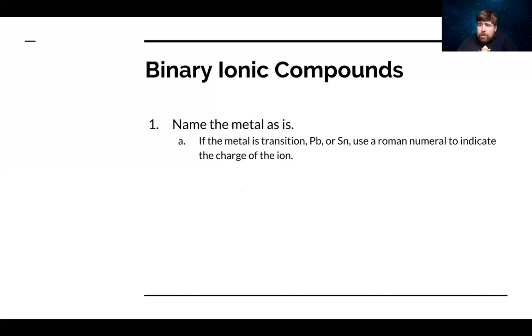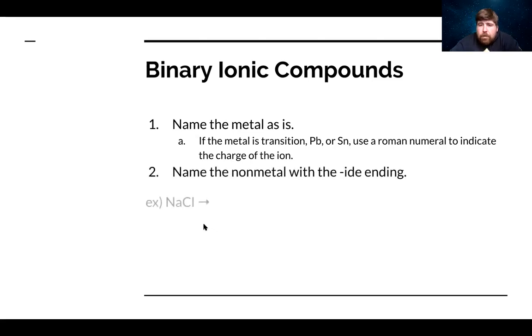Specifically for the metal, and this is only for the metal, if it is a transition metal, that area in the middle of the periodic table, lead, which is Pb, or tin, which is Sn, you must use a Roman numeral to indicate the charge of the ion. And you figure out the charge of the ion based on what it's bonded to. You always name the nonmetal with the IDE ending.